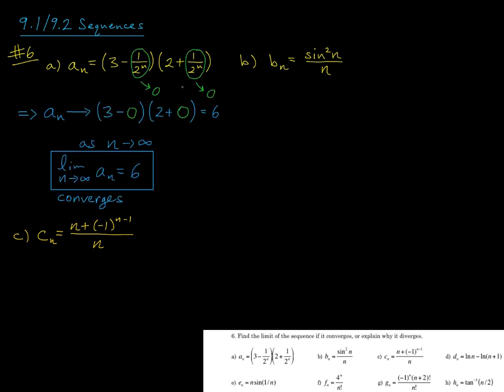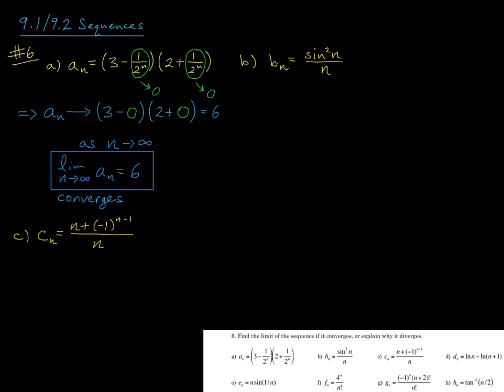Okay, so here, as we let n approach infinity, 2 to the n is going to approach infinity, and so 1 over 2 to the n will approach 0. So a sub n then will approach the product of 3 minus 0 and 2 plus 0, and that's just equal to 6. So here we say that the limit as n approaches infinity of a sub n is equal to 6, and the sequence converges.